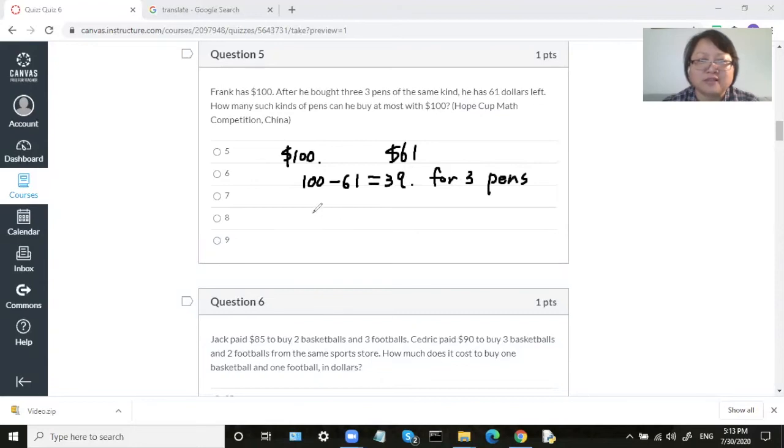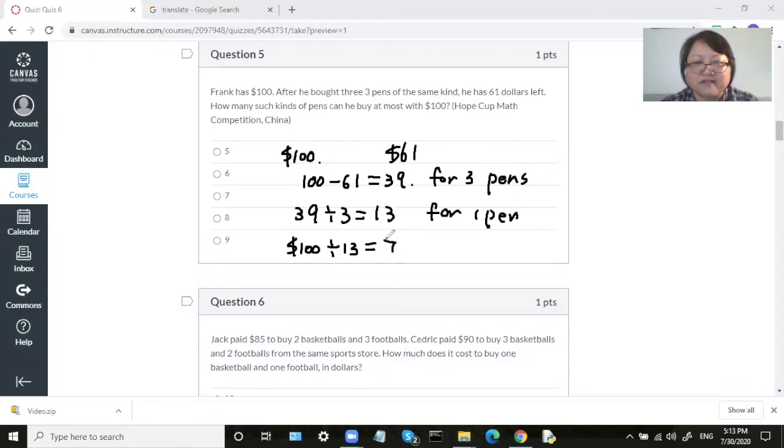Okay, so how much does 1 pen cost? 39 divided by 3 equals 13. So that's for 1 pen. Then the question is, how many such kinds of pens can he buy at most with $100? So we use $100 divided by 13. So we get 7, remainder 9. So that means if he used $100 to buy such kind of pens, he can buy at most 7 pens with $9 left. So 7 pens is the C.